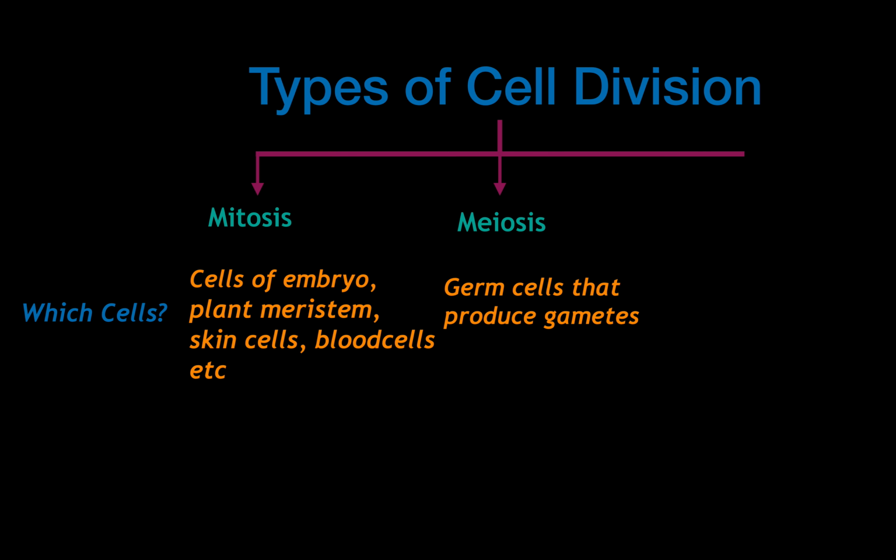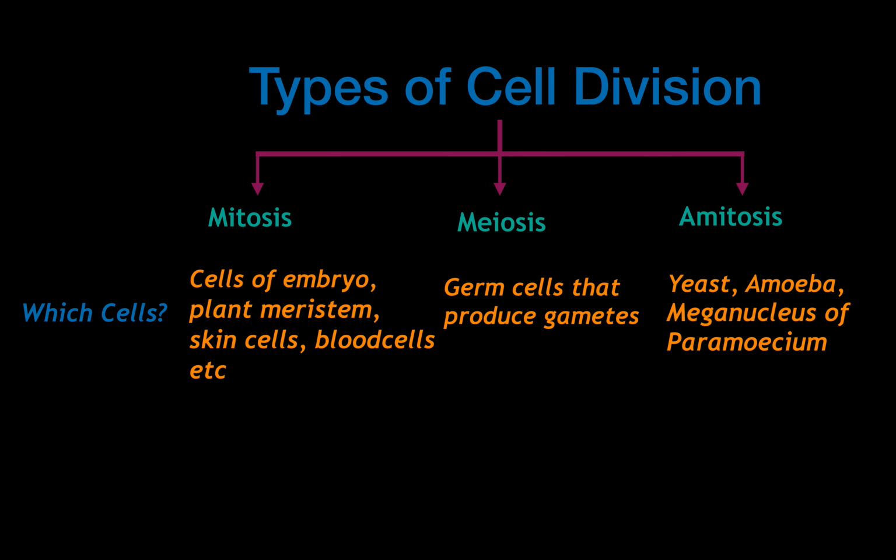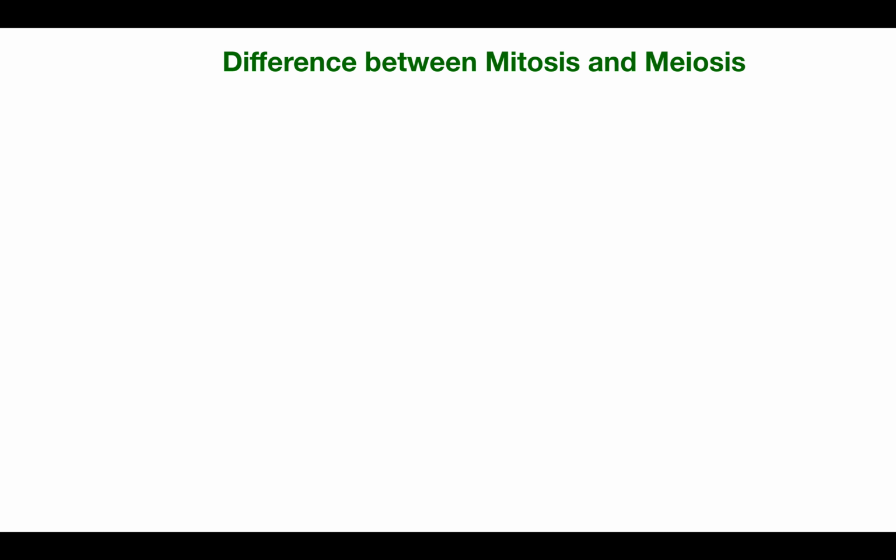The third type of cell division present in lower organisms is amitosis. Now, amitosis occurs in organisms like unicellular yeast, amoeba, and the meganucleus of Paramecia. Let's move ahead by understanding the difference between mitosis and meiosis.